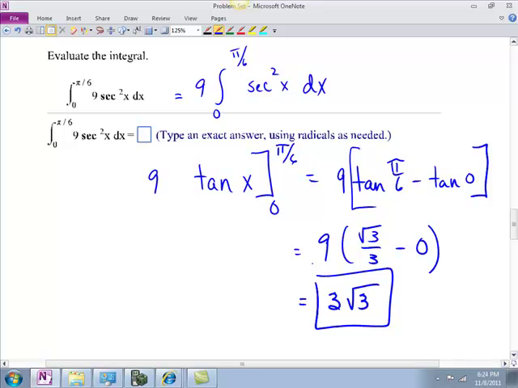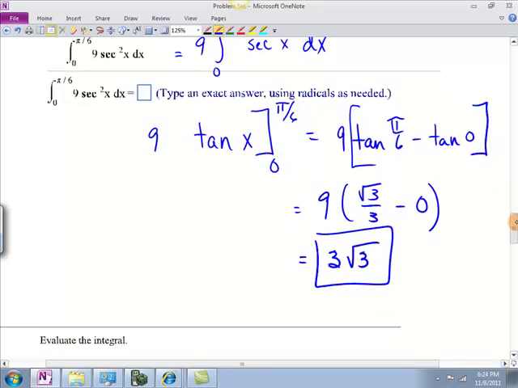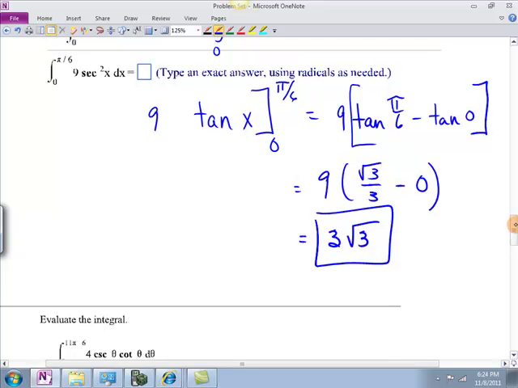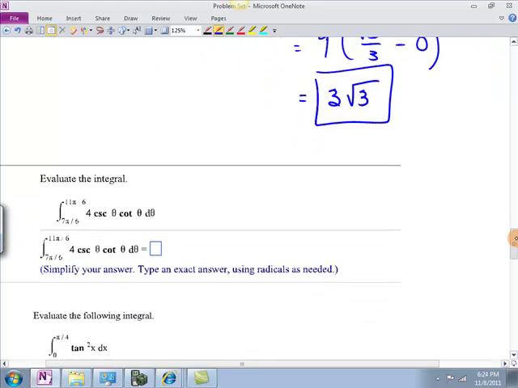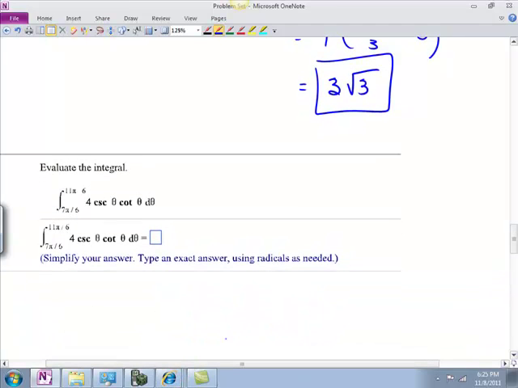Okay. All right, we good? All right, what do we got here? Okay, is there an integral that works with cosecant cotan? Yeah, we can pull the 4.